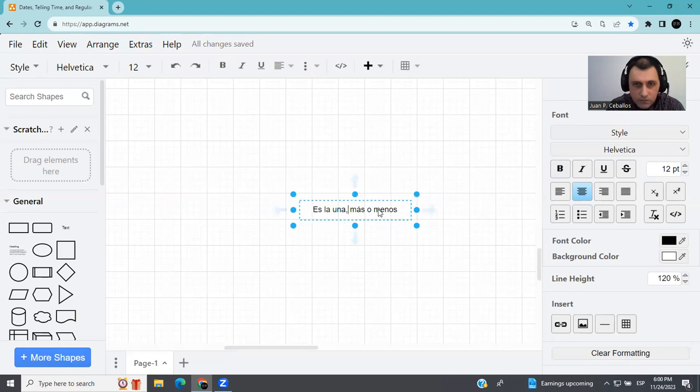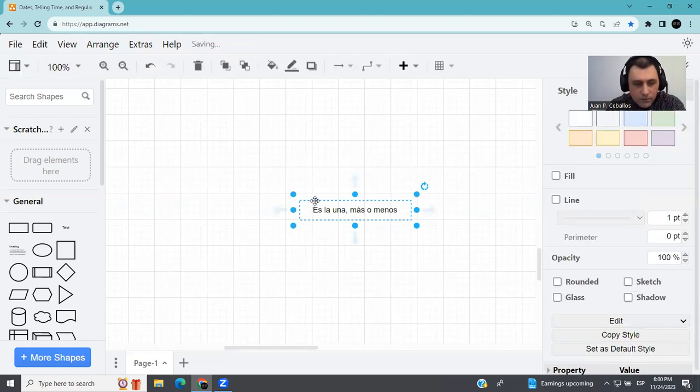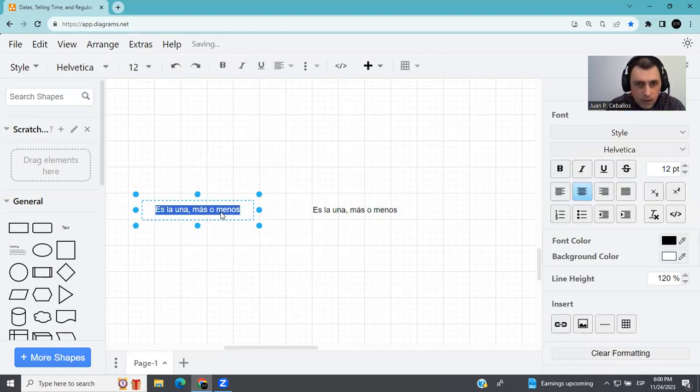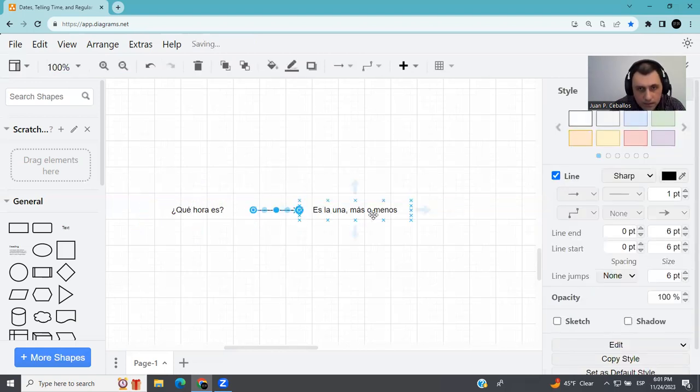What sometimes confuses people is that this expression answers the question, what time is it? Which in Spanish would be ¿qué hora es? If you're not completely sure, you can say it is 1 o'clock, more or less. Okay, so this is the answer.